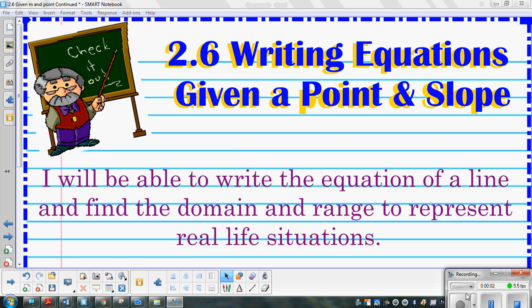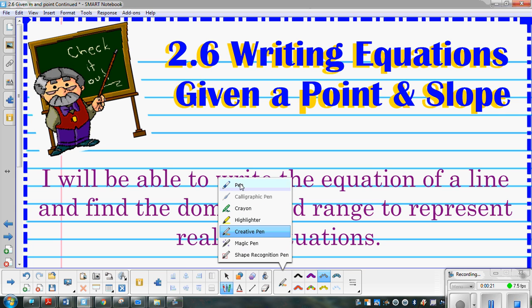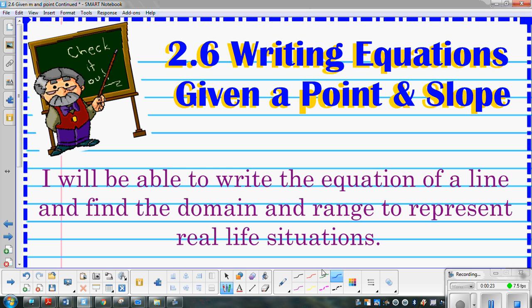Today we're going to continue with the idea of situations where you are given a point and a slope. So it's the same idea as point-slope form from yesterday, but the difference today is we're going to apply it to a real-life situation. So your objective, your goal for today that you are writing down, says I will be able to write the equation of a line and find its domain and range to represent real-life situations.